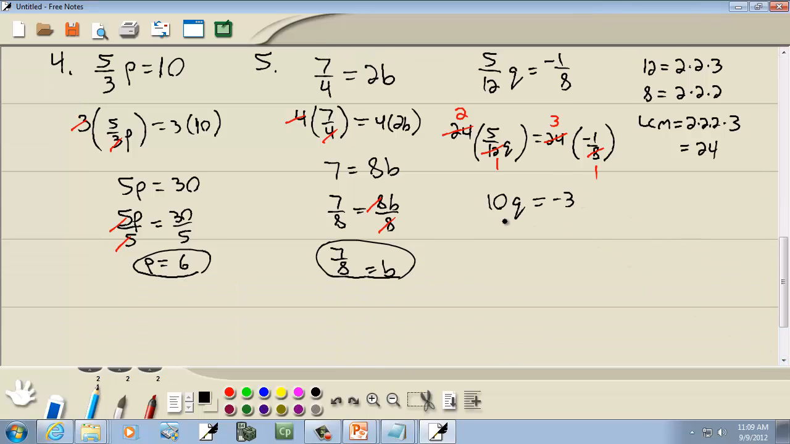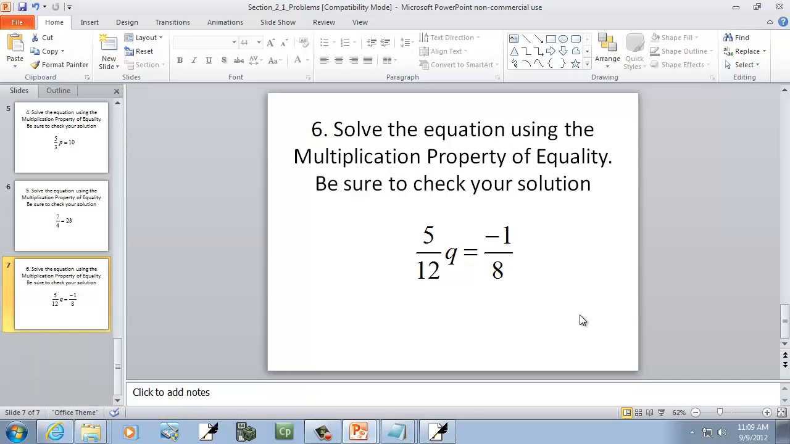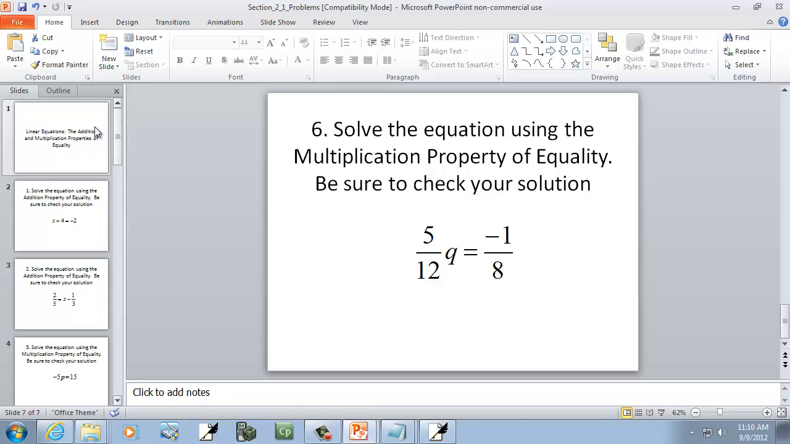Third step, get everything with a q on one side, numbers on the other side. That's done. Fourth step, divide both sides by the number in front of your q. So we're going to divide both sides by 10. These 10's cancel. And our answer is q is -3/10. And I think that's the last one in this section. So all done with that.